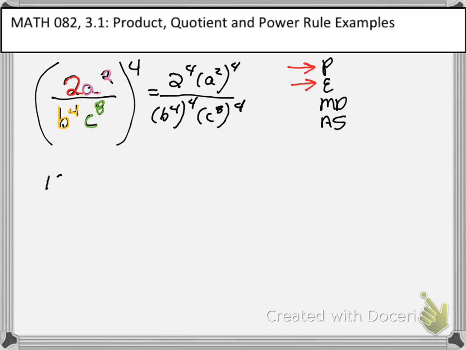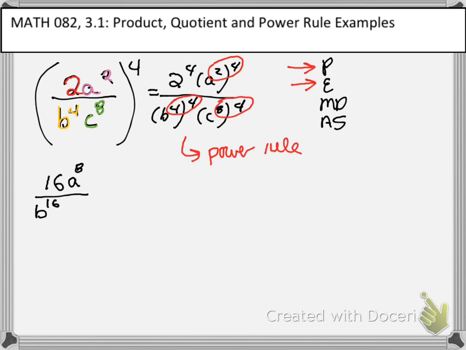2 to the fourth power is 16. A squared to the fourth power. Well, let's remind ourselves, what rule are we going to use in these three cases? That rule is the power rule. If I raise a power to a power, the power rule tells me to multiply those two numbers. So 2 times 4 is 8. 4 times 4 is 16. And 8 times 4 is 32.